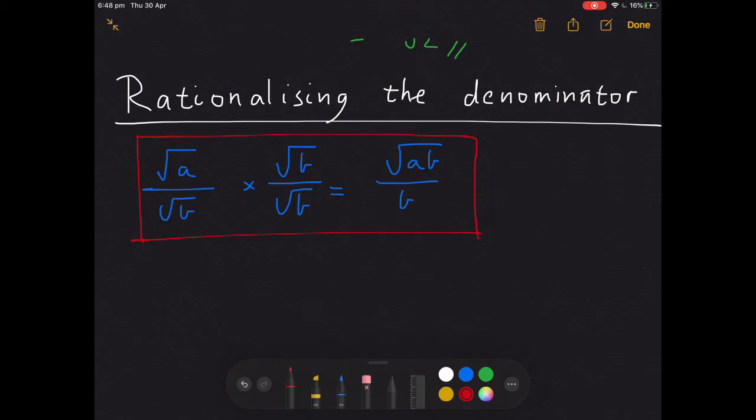What you'll notice is if we have a fraction that looks like this, all we're doing to it when we multiply it by root B on root B is multiplying it by 1. Anything divided by itself is 1. So really, we're not changing the value of the fraction, we're just changing its form. And in particular, we're getting rid of this surd in the denominator, because notice that here, that's just a whole number in the denominator rather than a surd. And that's the whole point. It's turning the denominator into a rational number.